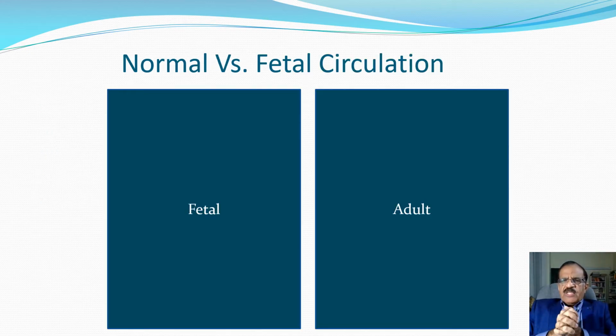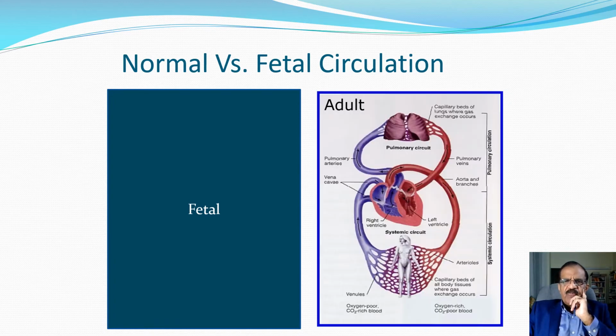Now, to understand a congenital heart disease, you must understand fetal circulation. And to understand fetal circulation, we first have to understand adult circulation. I'm sure you all know this, but since it is very relevant to our discussion, we have to discuss it here. So let's first take the adult. In adults, our lungs are the ventilating organ, so the lungs oxygenate the blood.